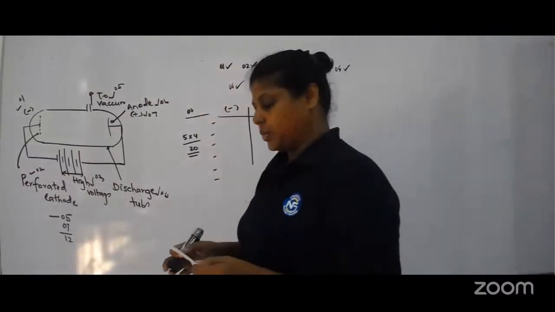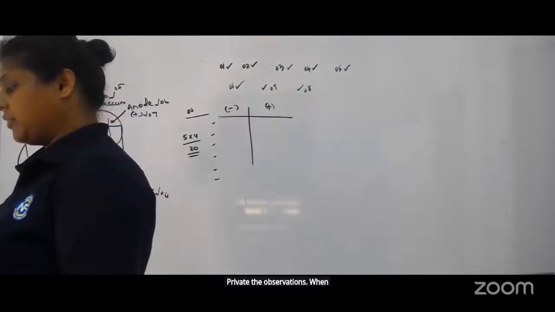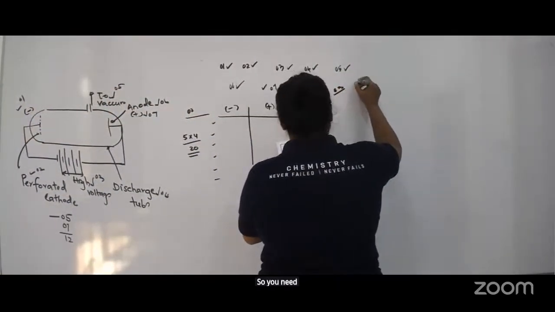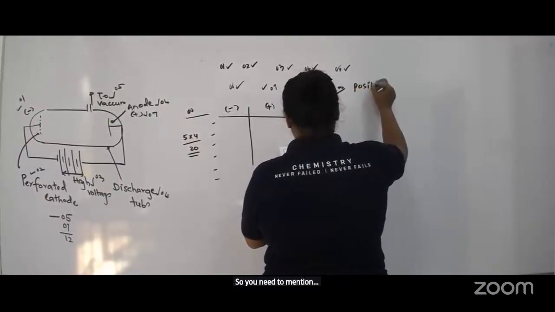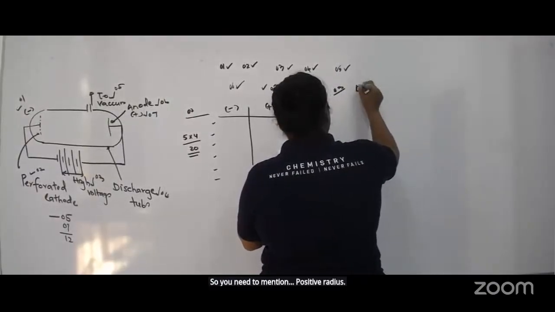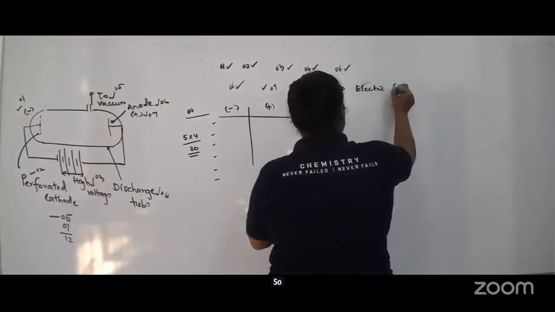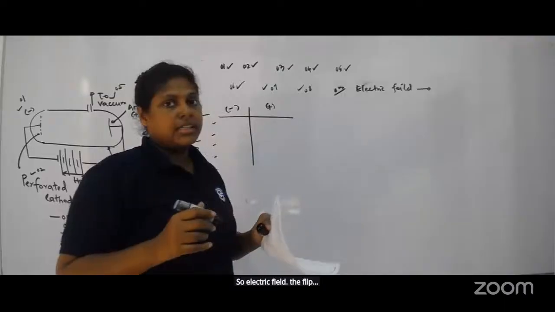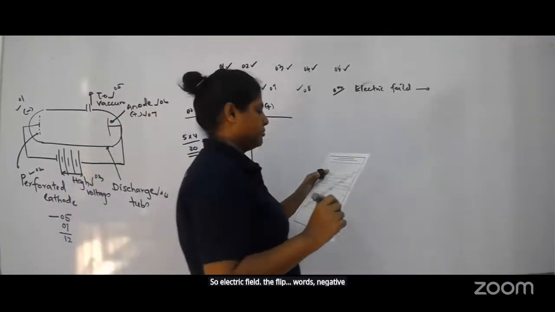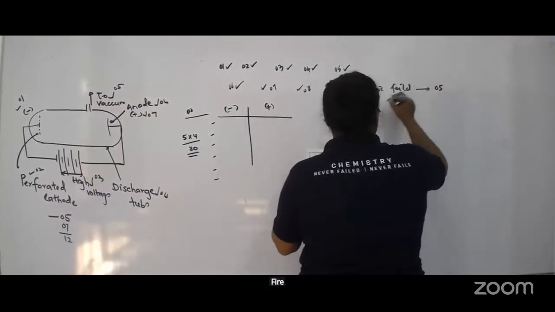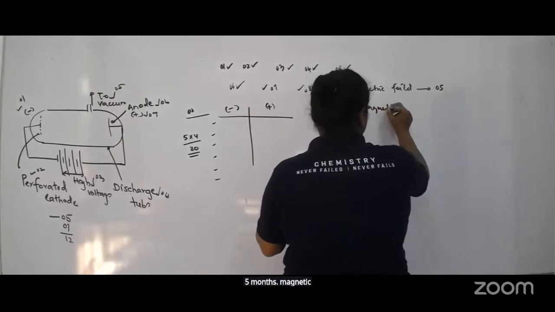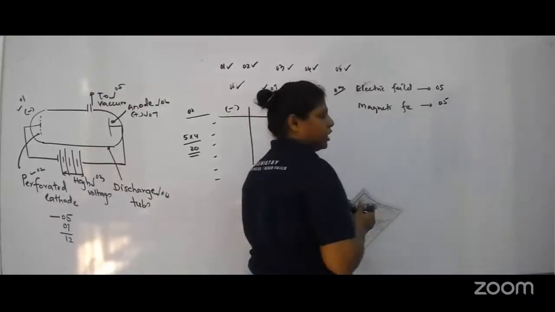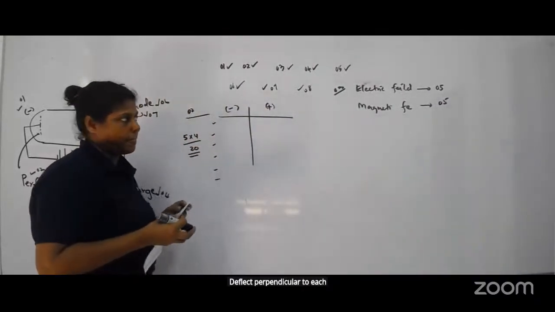Write the observations when positive rays are in an external electric and magnetic field. So you need to mention positive rays, electric field: deflect towards the negative terminal. 5 marks. Magnetic field: deflect perpendicular to each pole.